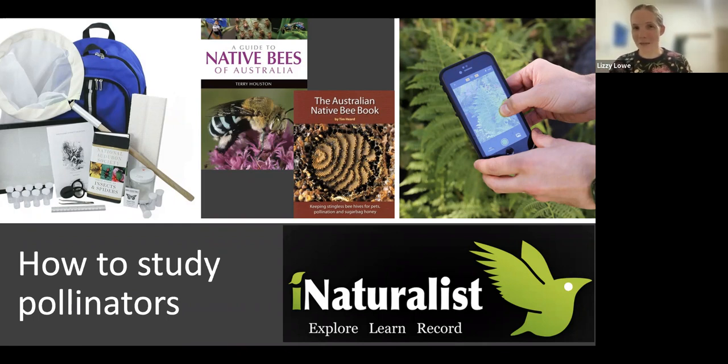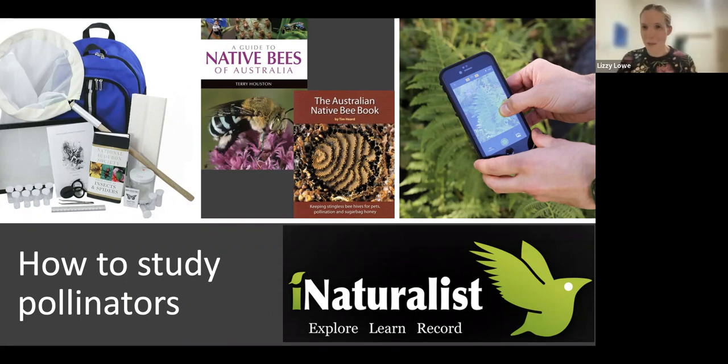There are some really lovely resources out there. So there's a couple of guidebooks for native bees. And if you're more interested in the commercial side of things and having stingless bees, which can be used for crop pollination, there's a good book by Tim Heard about how to keep stingless bees. But there are a couple of ways that you can get support with identification and with understanding a little bit more about the biology of the species you're seeing in your gardens as well.